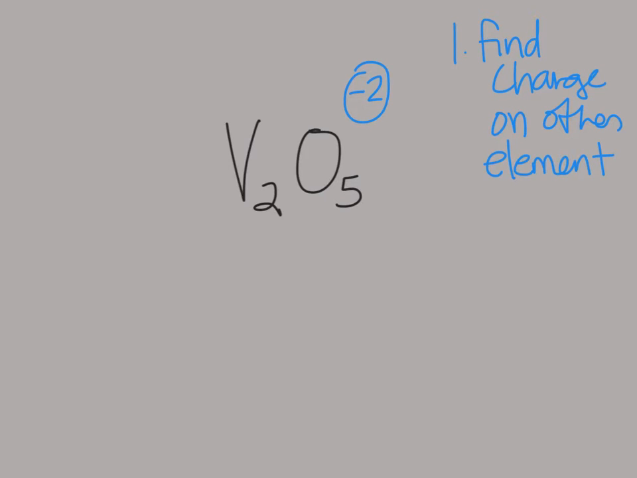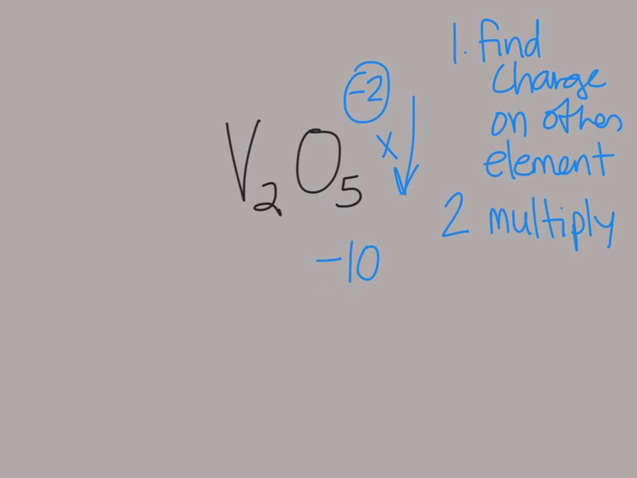Okay. So once you have the charge on the other element, you need to figure out how many total negative contributions you're making to this whole compound. So the second step is going to be multiply the charge and the subscript. So we are going to multiply down, and we will get the total negative contribution is -10.